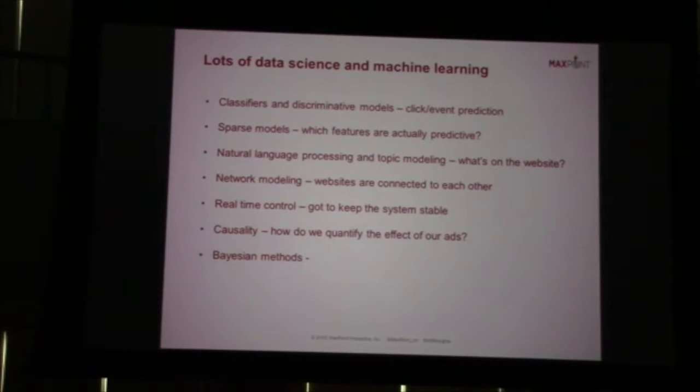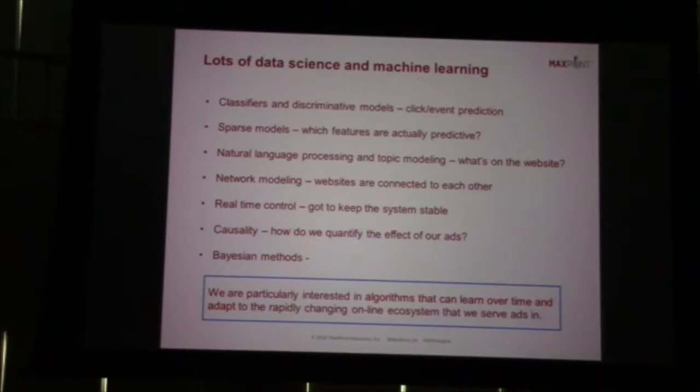We do a lot of natural language processing and topic modeling to understand the content of a web page. We do network modeling because web pages are connected to each other and there's information in that we might want to use. We do things that might not traditionally be considered machine learning, such as control theory and real-time control, because we have very complicated bidding algorithms. We have to kind of keep them in check. We do causality stuff because you need to know whether what you did had any effect. And we also do Bayesian methods. And frankly, if you open a machine learning textbook and you point, you've probably done something there.